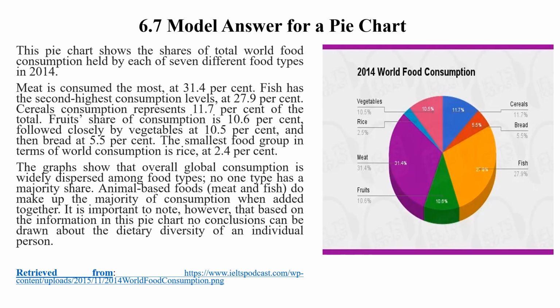The graph shows that overall global consumption is widely dispersed among food types; no one type has a majority share. Animal-based food, meat and fish, do make up the majority of consumption when added together. It is important to note, however, that based on the information in this pie chart, no conclusions can be drawn about the dietary diversity of an individual person.